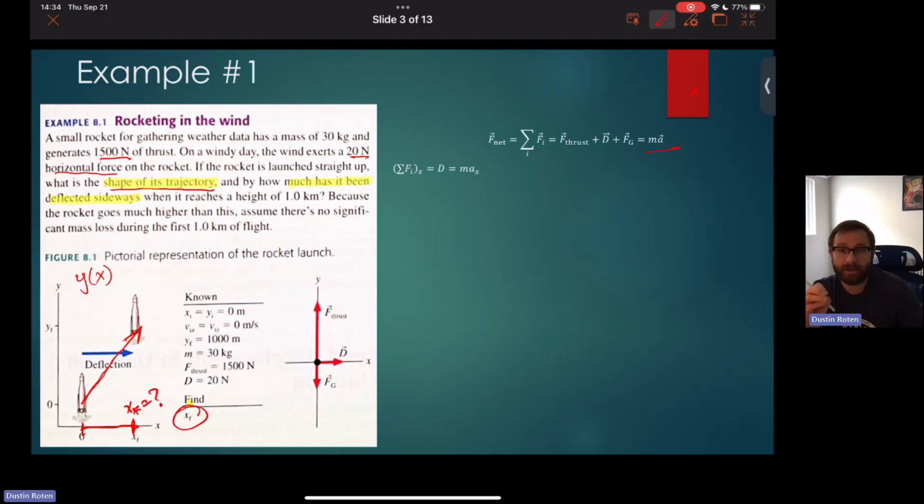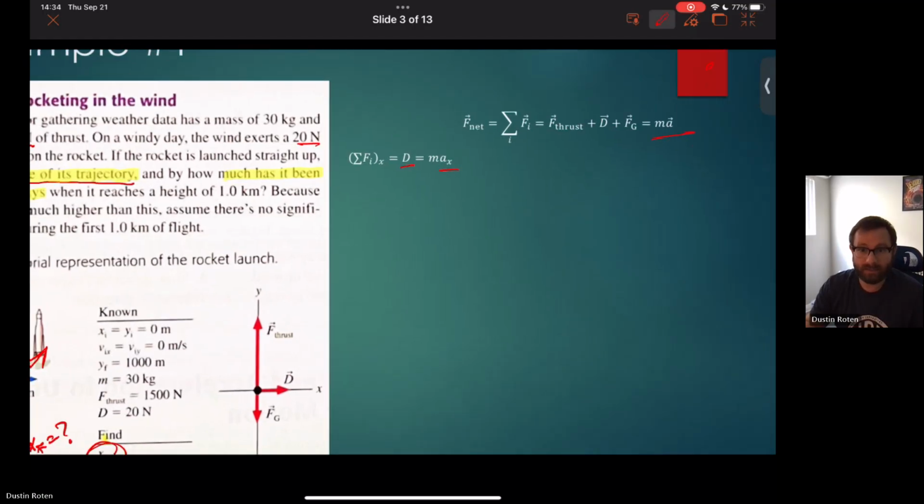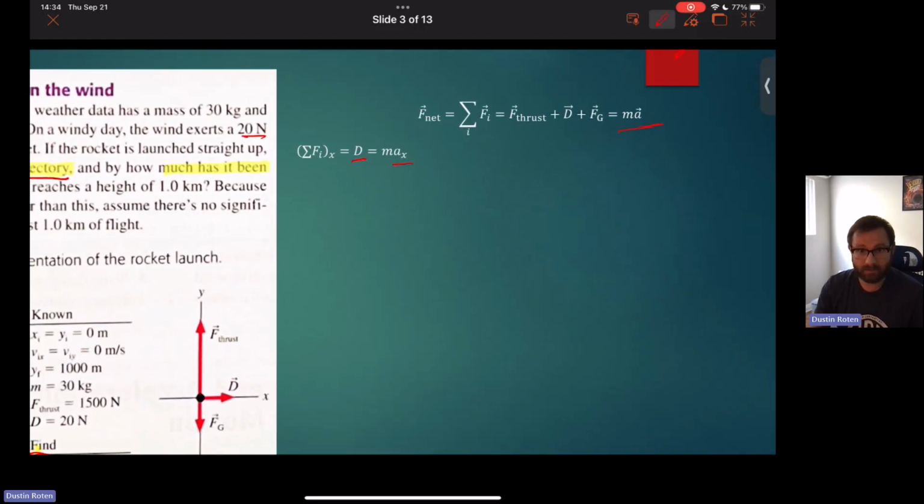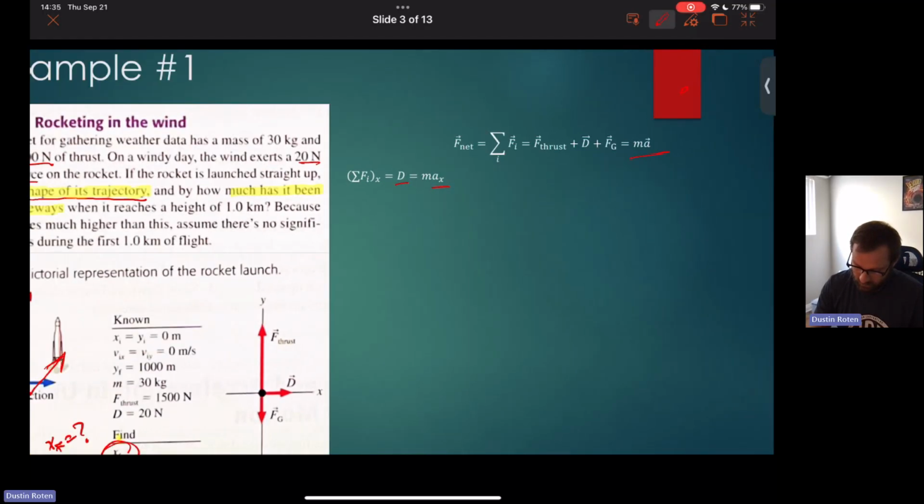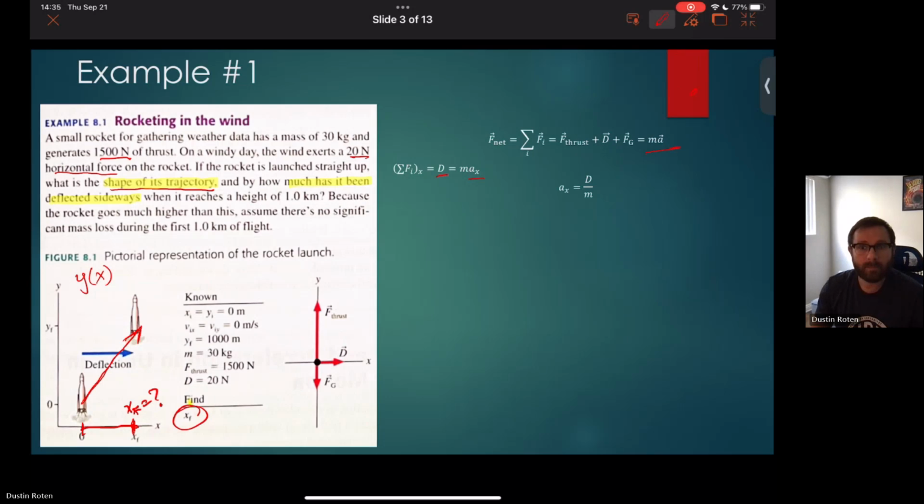So let's think about the x direction. When the x direction is just our drag, that's the only thing, so that was easy. We know that equals ma_x because we're talking about the x direction. Next, we can solve for acceleration. That's just the drag divided by m. I mean, that's super easy, no big deal.